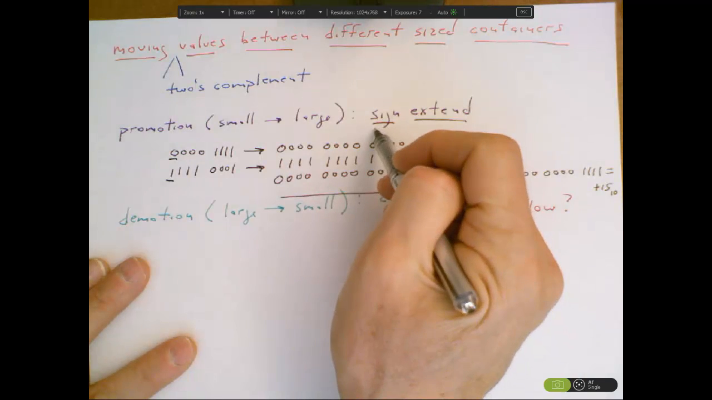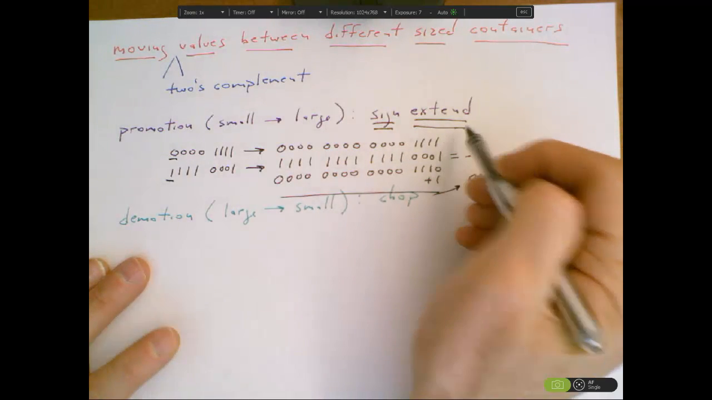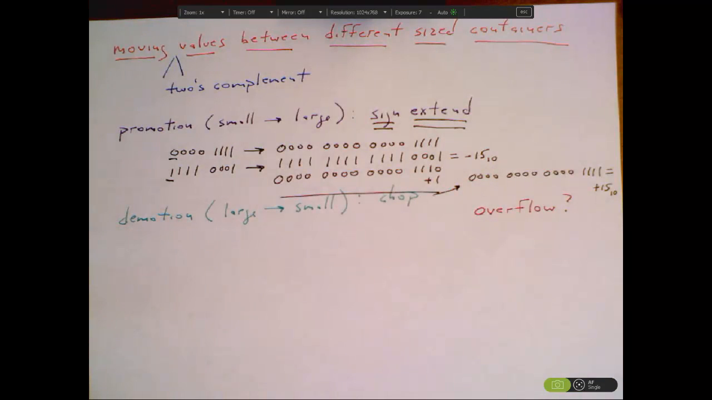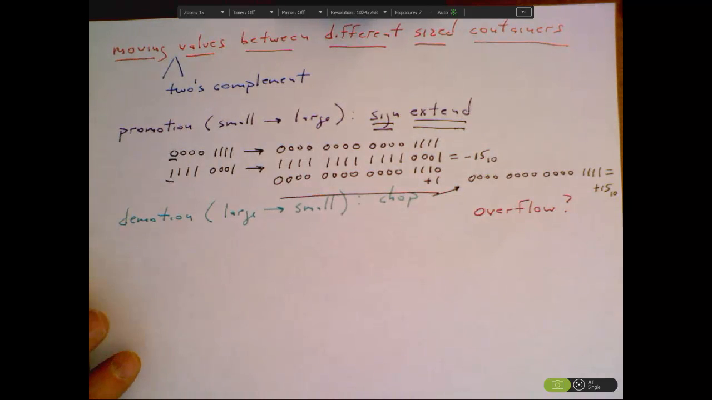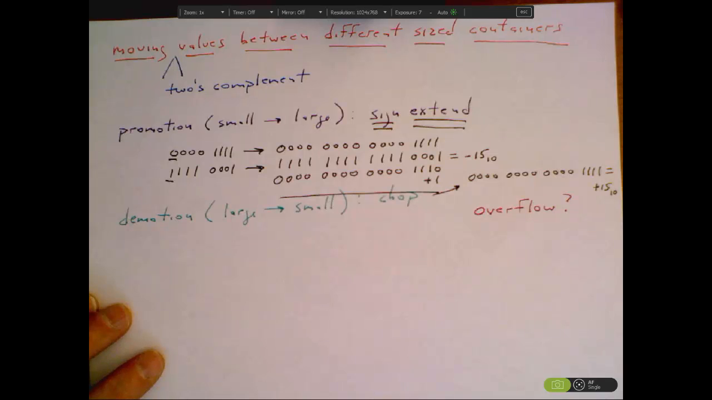So again, just remember that when you're going to promote a value from a 2's complement value from a small container to a larger container, you're going to take the sign bit, the leftmost bit in the small container, and replicate that across all the upper bits of the larger container. What about going the other direction now? Going from a large container to a small container.